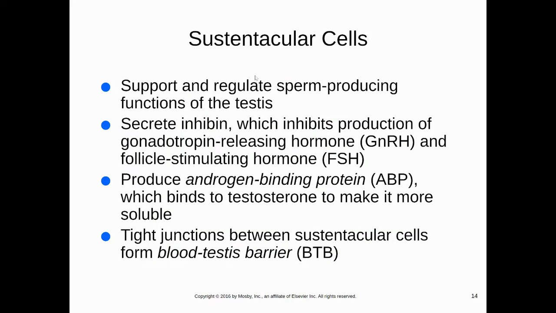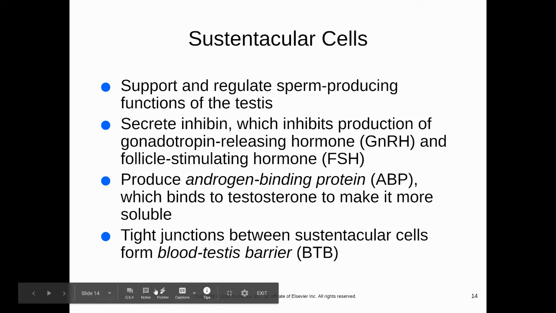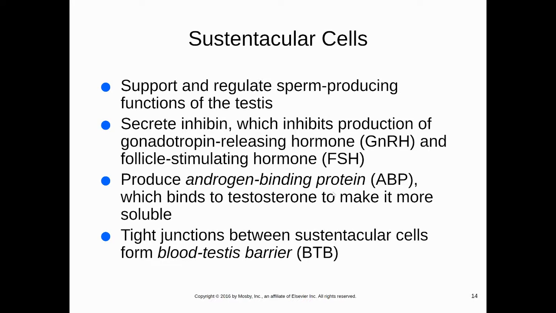Okay, more on the testes. Sustentacular cells regulate the sperm functions of the testes. Essentially, gonadotropin-releasing hormone and follicle stimulating hormone drive gamete production, and inhibin, which is secreted by these cells, prevents further production. They also produce androgen binding protein, which binds testosterone to make it more soluble, so we have more capacity to keep it in our body.